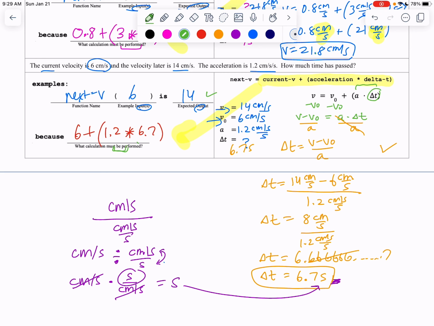Now if you actually multiply it back out, you're going to get something slightly bigger than 14 because you rounded this up a little bit. This 6.7 is a touch higher than 6.666 repeating. So if you're trying to check your work, you're going to get a little more than 14. That's fine. That's just because you rounded. All right. And that is that.